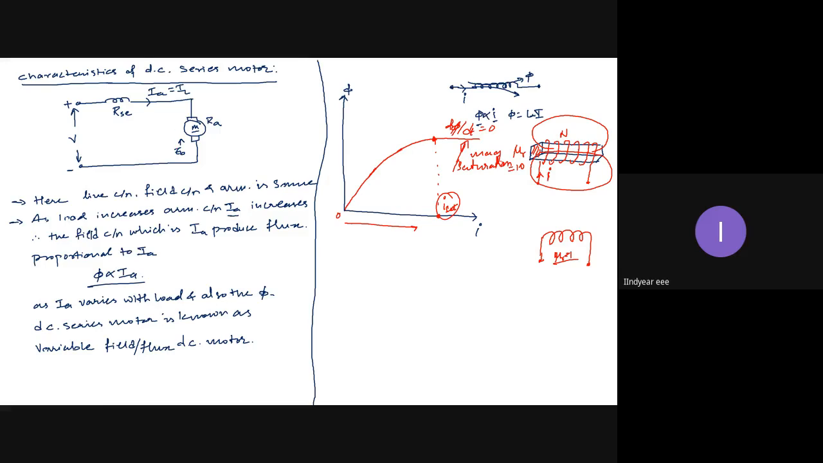Now coming to this point where phi is proportional to Ia, it appears that whatever may be the value of Ia it is taking from the load or the supply, the flux will increase. No, flux will not increase beyond a certain limit. What is that limit? It is the saturation limit.